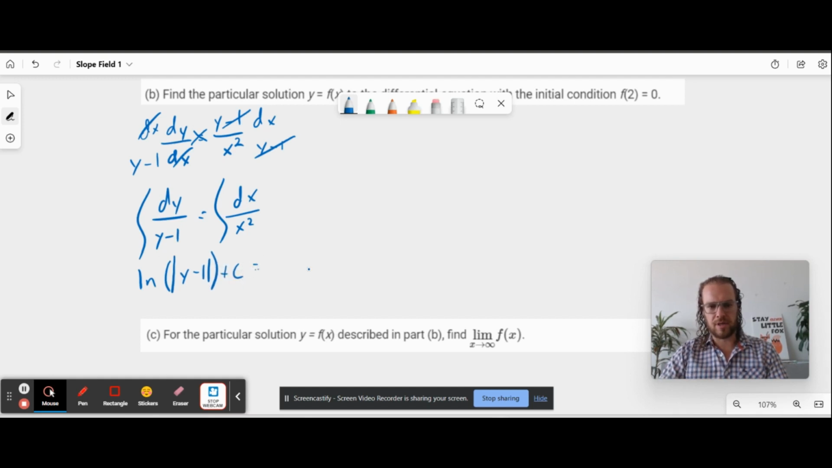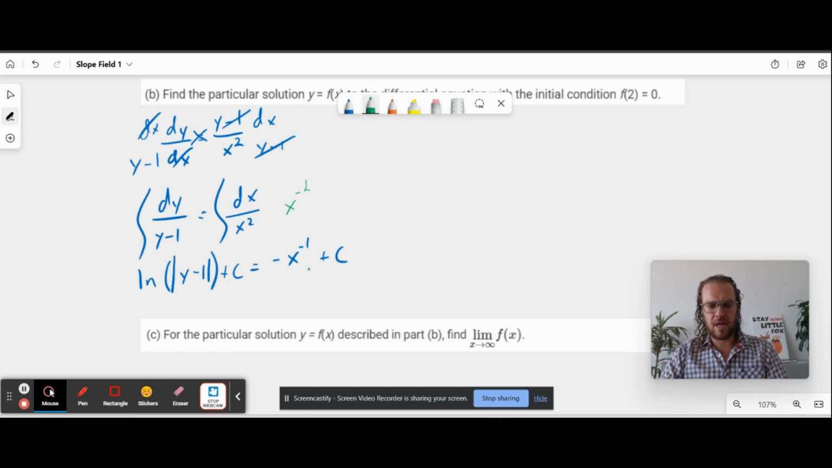That's going to be equal to, over here, it might be easier to think of this as x to the negative 2 in terms of working out the integral, okay? Because if we do that, we would add 1 to it, which is going to be x to the negative 1, and then we would divide by our new coefficient, which is just negative 1, and then we would add c.